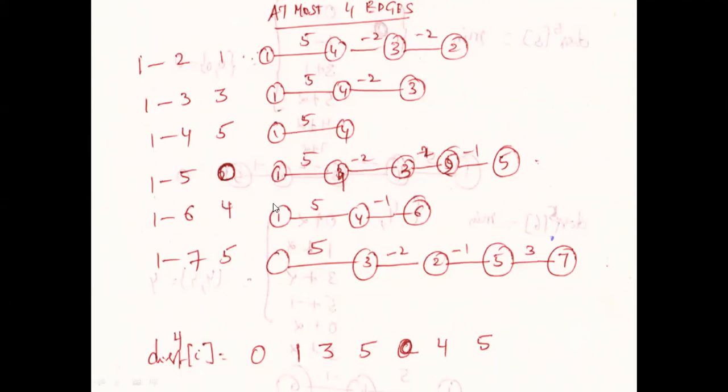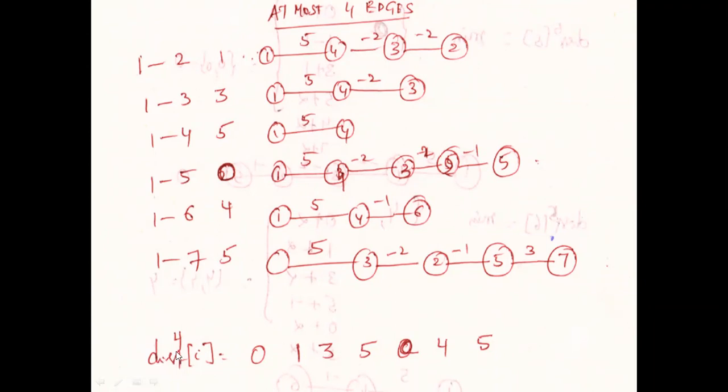Next, 1 to 5. There exists a shortest path 1 to 5, and the shortest path is 0: 5 minus 2 minus 2 minus 1 equals 0. Next, 1 to 6: there is no shortest path by using 4 edges. For 1 to 7, there exists a shortest path using 5 edges: 1 to 2, 1 to 3, 3 to 2, 2 to 5, 5 to 7. So totally 5 edges.